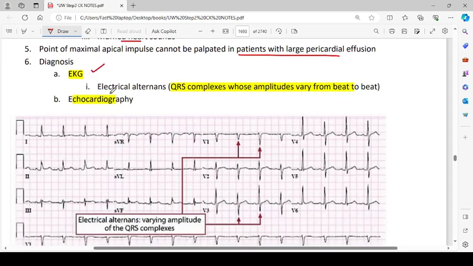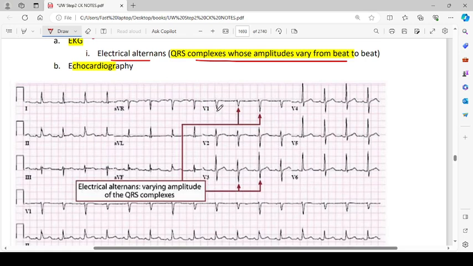In EKG, you will find electrical alternans: QRS complexes whose amplitude varies from beat to beat. Why is that happening? You can see that this QRS complex is larger than this one, and this is larger, and again there is a smaller one.